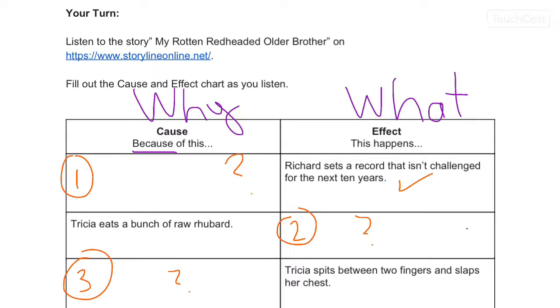Again, I'd like you to keep track of this somewhere. So in a notebook, on a piece of paper, bring it to our Zoom lesson on Tuesday at 10 a.m. We're going to go over these answers, see if you guys had any questions on cause and effect. The nice thing is you can rewatch my video if you need to. You can also rewatch Rotten Redheaded Older Brother as many times as you'd like to try to find those answers.